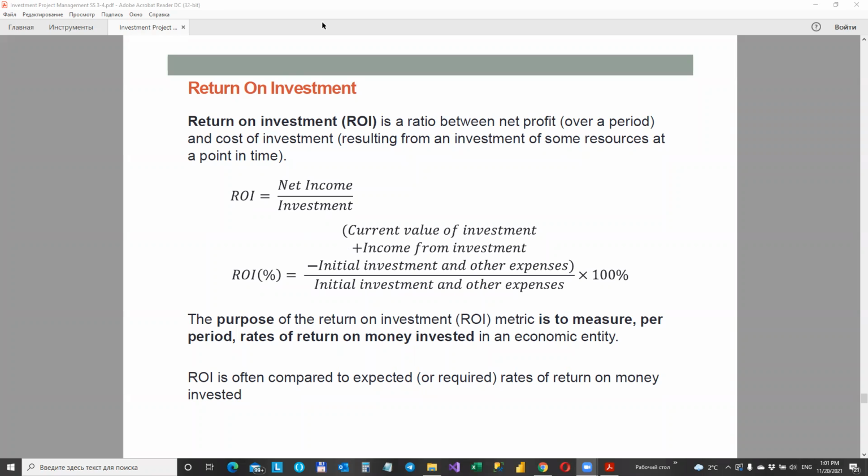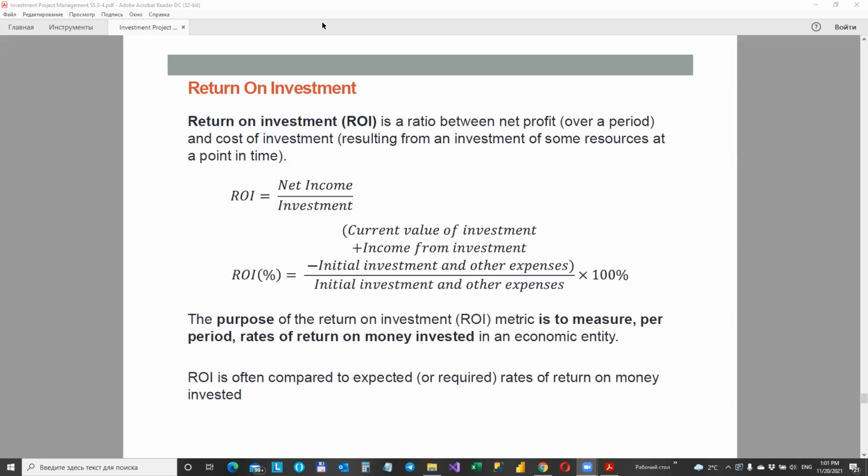As a performance measure, return on investment is used to evaluate the efficiency of an investment or to compare the effectiveness of several different investments. In economic terms, it is one way of relating profits to capital investment. Return on investment can be calculated in different ways, depending on the goal and application.